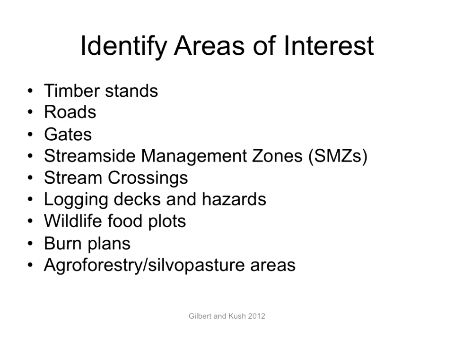So we're going to talk numerous times about identifying areas of interest. By areas of interest, these are just some examples: timber stands, roads, gates, streamside management zones, actual stream crossings, logging decks or hazards, food plots, a special part to your burn plan, or even trying to get an idea about an agroforestry silvopasture area you might either have or want to install. Again, these are just some examples. You need to think about what areas of interest you would like to put on a map and store some data with.